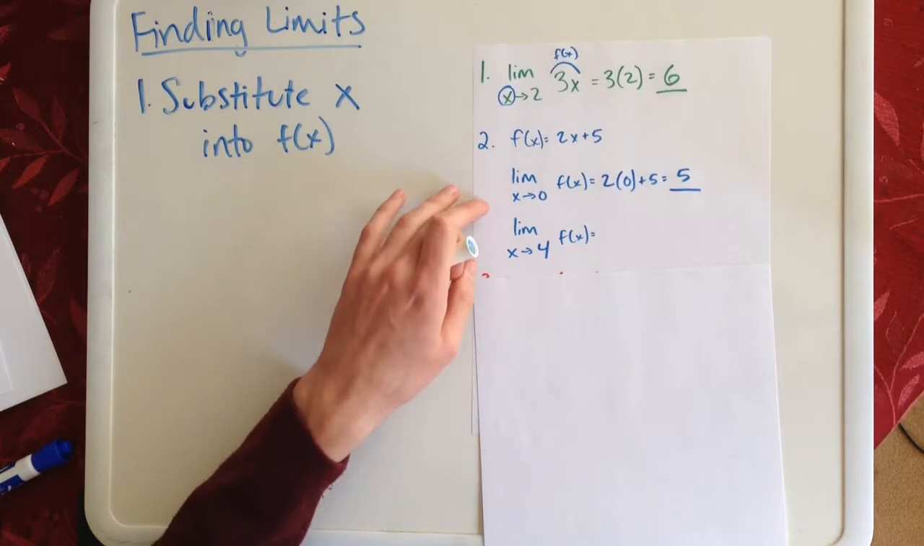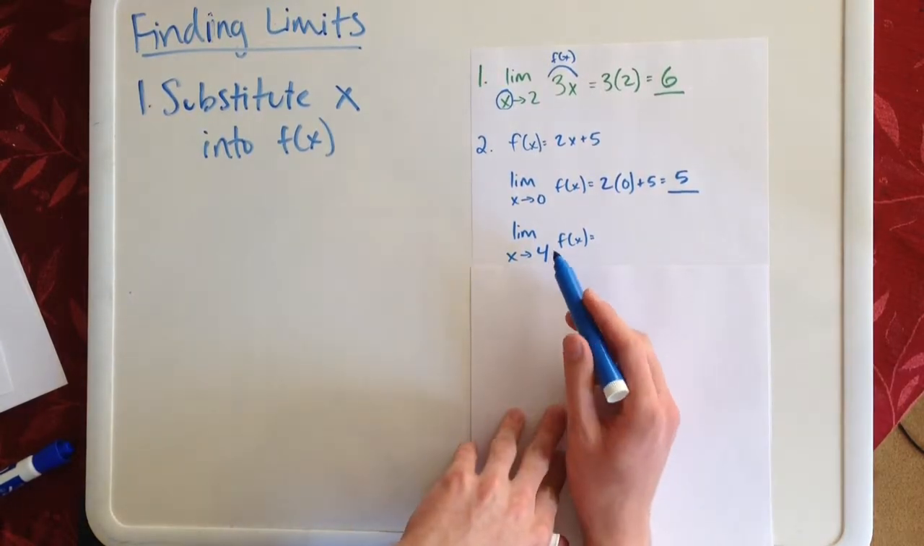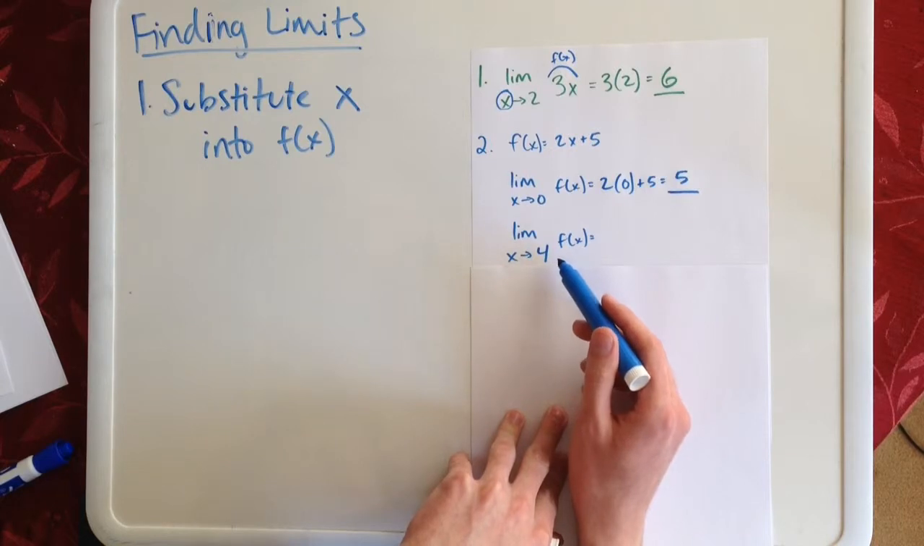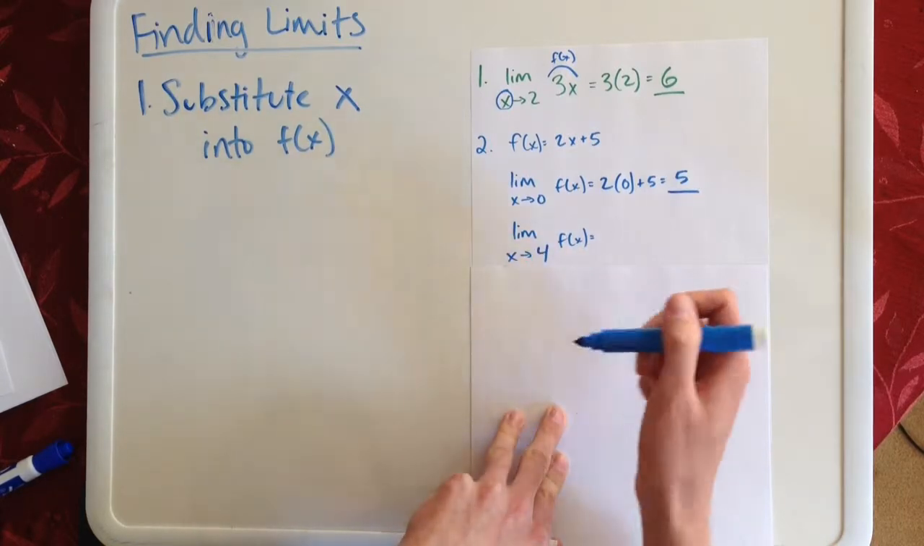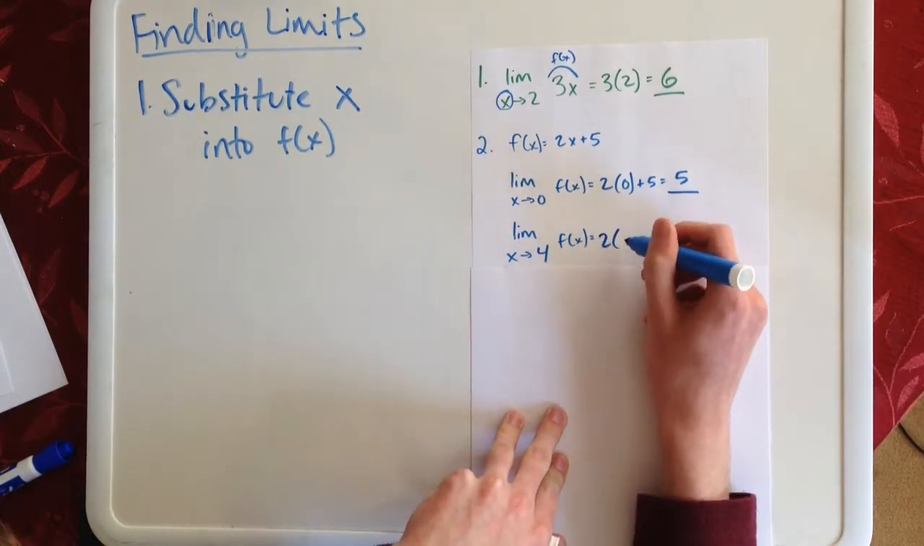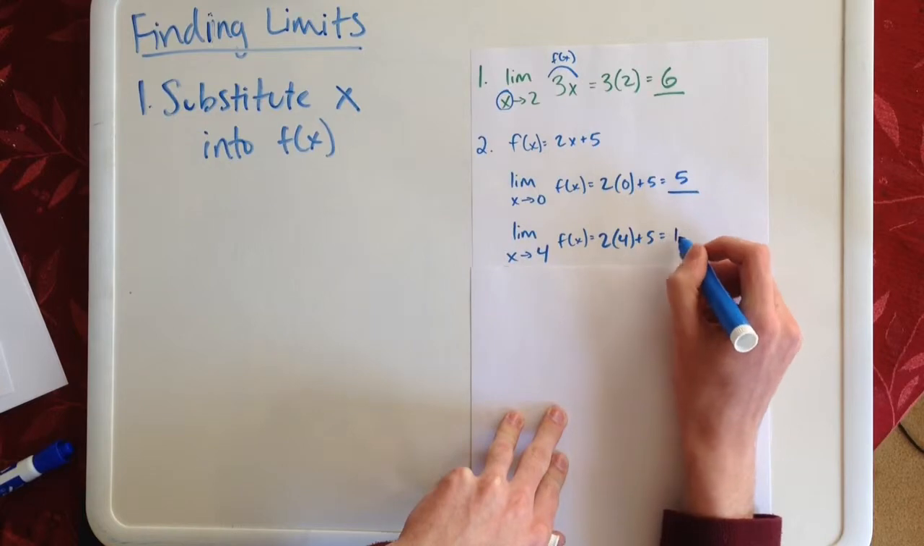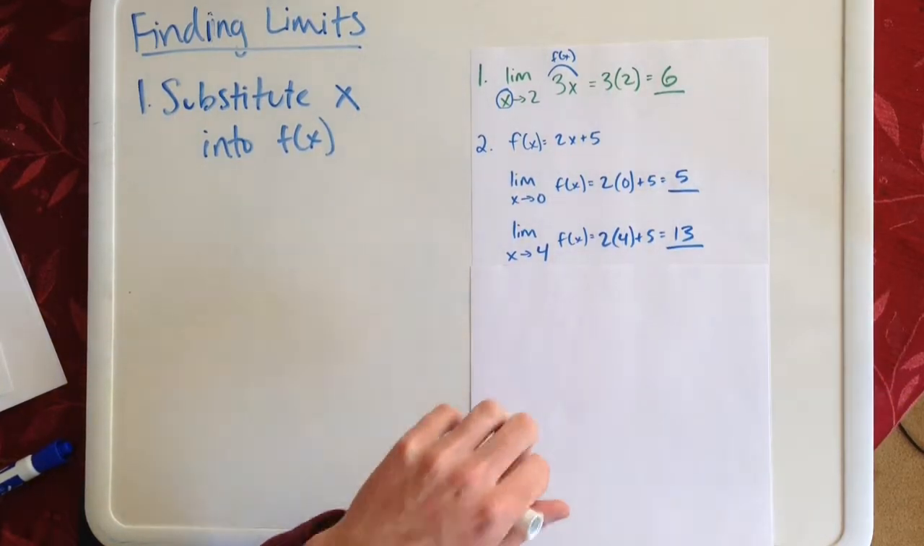And then this is the same function, just with x approaches 4. The limit as x approaches 4 of f of x, we do the same thing. We substitute into x. So 2 times 4 plus 5 equals 8 plus 5, which is 13. So that answer is 13.